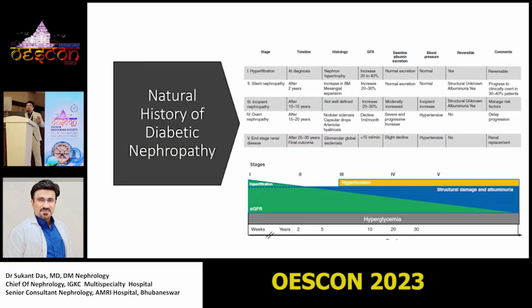When we talk about the natural history of diabetic nephropathy, why do we need to understand? Because diabetes is a slowly progressive disease. Stage one is a stage of hyperfiltration. Then stage two is basically silent nephropathy. Stage three is initial nephropathy. Stage four is overt nephropathy, and stage five is when you have lost everything, in other words, the patient has landed in end stage renal disease with advanced glomerular sclerosis.